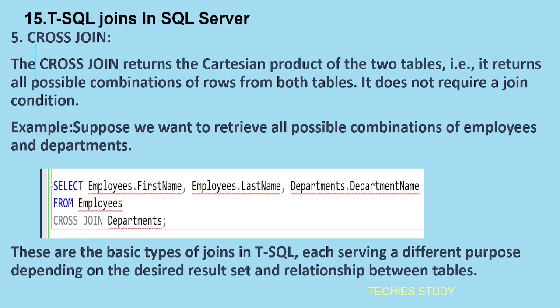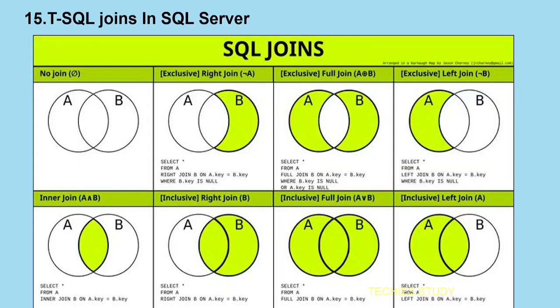Suppose we want to retrieve all possible combinations of employees and departments. These are the basic types of joins in T-SQL, serving different purposes depending on the desired result and the set relationship between the tables. If you look at this diagram, we have a lot of examples here.